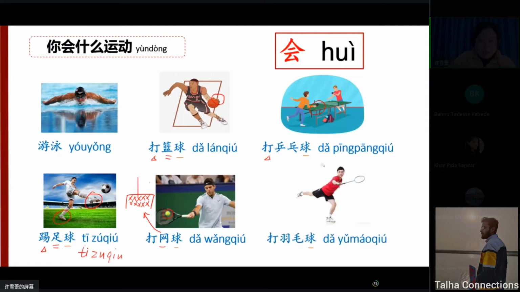And this one. Oh, 网球, I haven't asked you the question about 网球. Now, 你会打网球吗? 老师不会打网球。你会打网球吗? Oh, one of you said 我会打网球. Very good. Someone said 我不会打网球. Yes, very good. That's correct. 不会打网球.